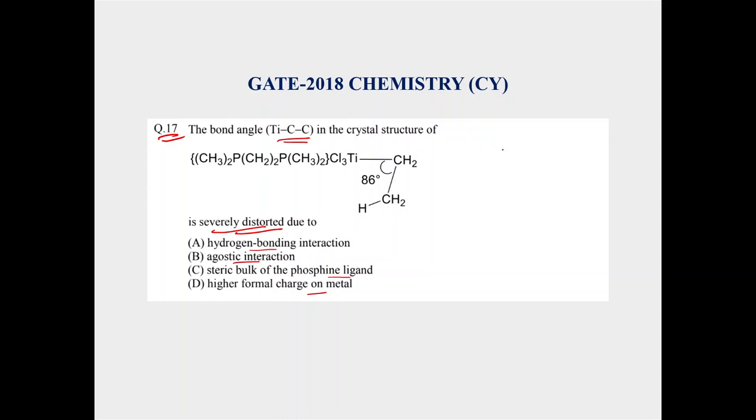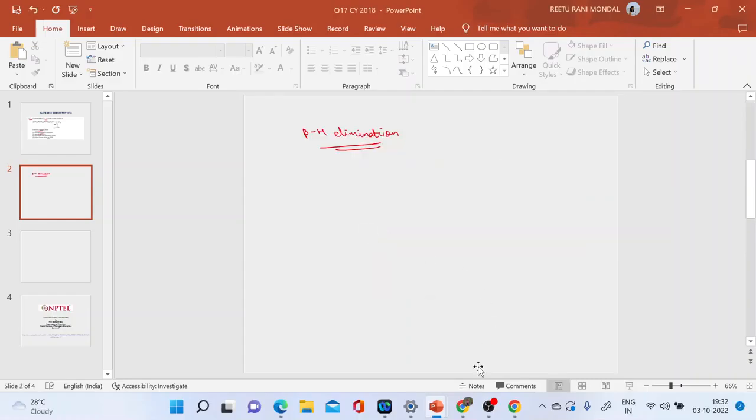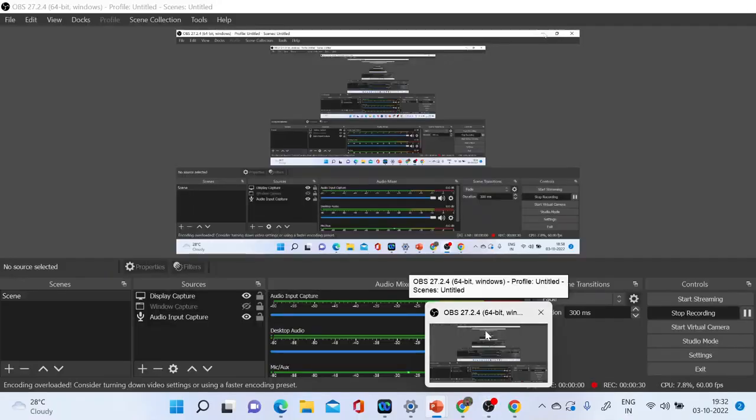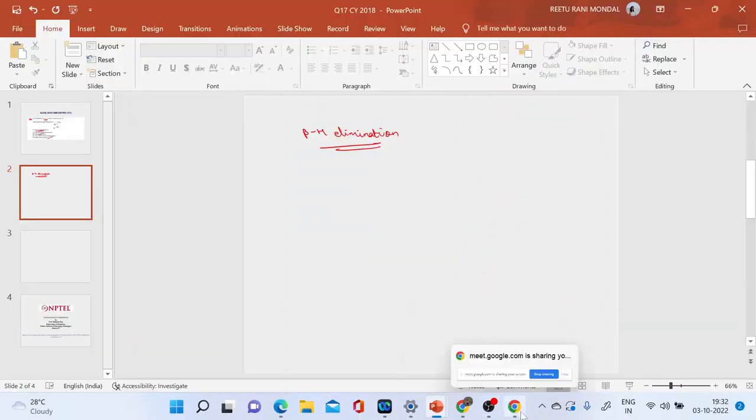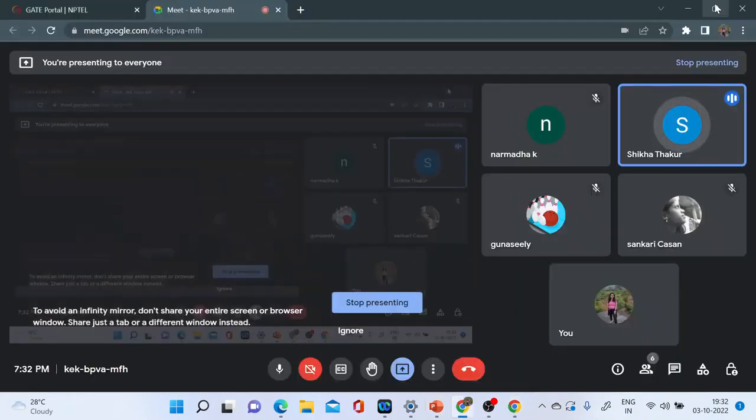So we should all be familiar with beta hydride elimination. Are you guys familiar with beta hydride elimination? Yes, ma'am. A little bit.